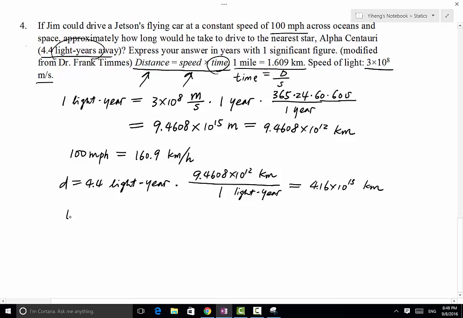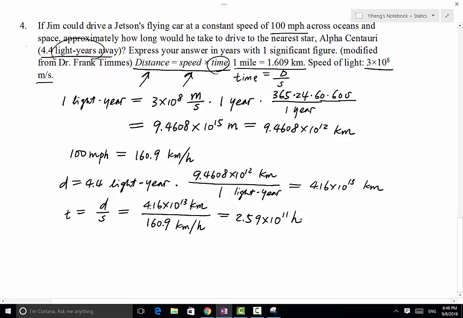Therefore, the time equals distance over speed. That is going to be 4.16 times 10 to the 13th kilometers over 160.9 kilometers per hour. Kilometers cancel out. What's left is going to be 2.59 times 10 to the 11th power hours.